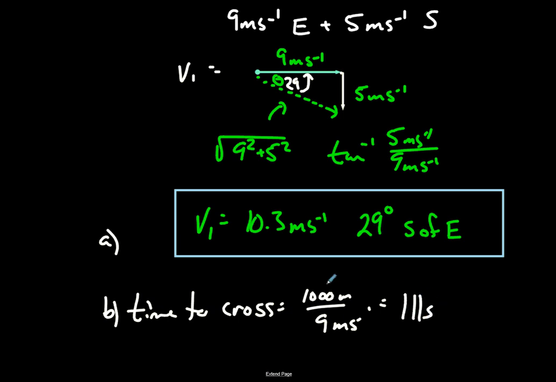So 111 seconds, assuming these are all sig figs, and this is 9.00. Okay. But yeah, rounded to approximately 100 seconds if we want to follow sig fig rules.